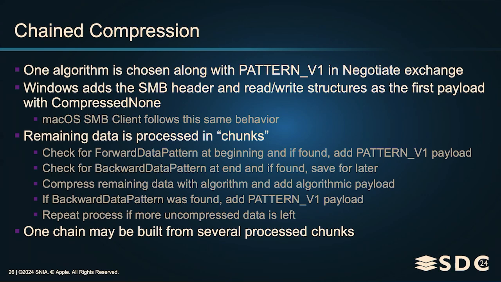The basic algorithm that you're supposed to do is you check for a forward data pattern in the chunk, and if found, you add the pattern V1 payload. You check for a backwards data pattern, and again, if found, you save that for later. You then compress whatever remaining data you have in the middle and put that into the chain. If you had a backward data pattern, you now add that to the chain, and then you go back and repeat the process. Turns out that one packet may have multiple chains from several chunks.